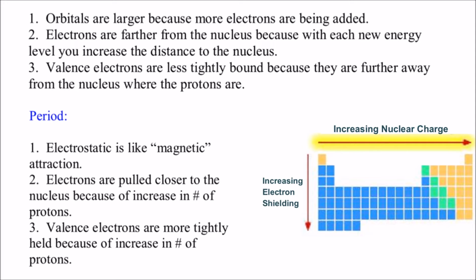Okay, so electrons get pulled in closer to the nucleus because as we move this way on the periodic table, the atomic number increases, and that atomic number stands for the number of protons that you have. So the more protons you have, the more positive charge you have, which means you're able to pull on the electrons, the negative charge, even more. So it's like getting a stronger and stronger magnet. Valence electrons would be more tightly held because there's more protons pulling on them.